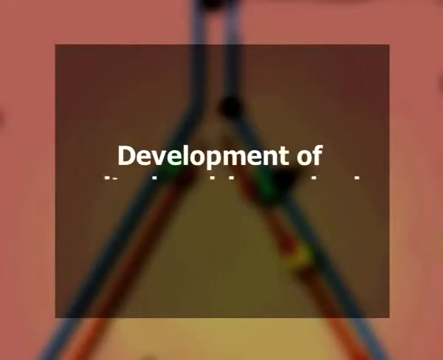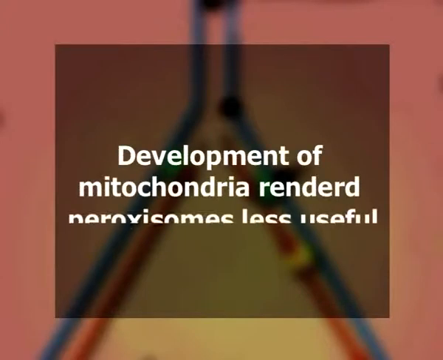Since the peroxisome resembles the mitochondrion in utilizing oxygen, it was earlier believed to be a vestige of an ancient organelle, which carried out oxygen metabolism in primitive cells having no mitochondria. It was also assumed that the development of mitochondria rendered peroxisomes less useful, since their functions were taken over by mitochondria. However, peroxisomes are now known to perform a variety of functions, including the following.